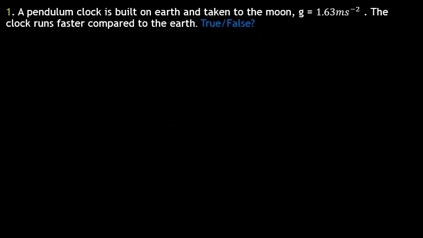A simple pendulum clock is built on Earth and taken to the moon. The acceleration due to gravity on the moon is 1.63 meters per second squared. The clock runs faster compared to the Earth, true or false? So the answer is false. The clock actually runs slower. How do we prove that?